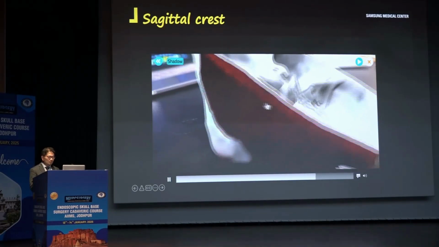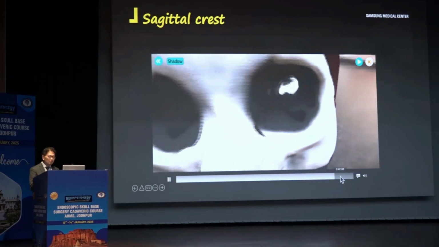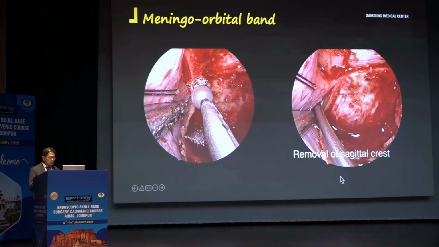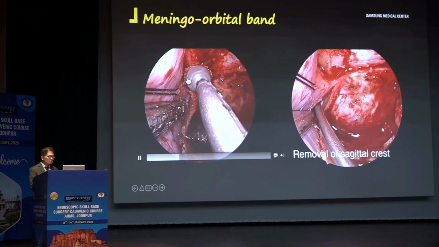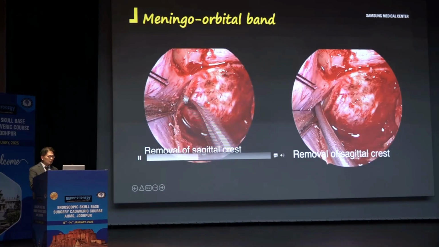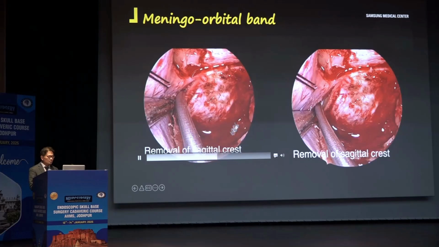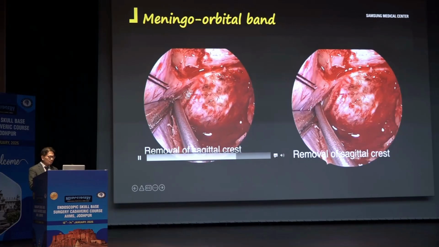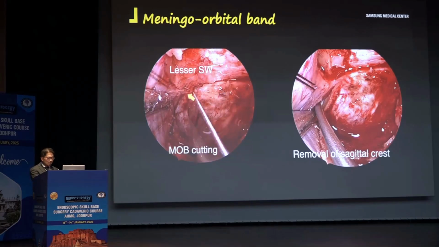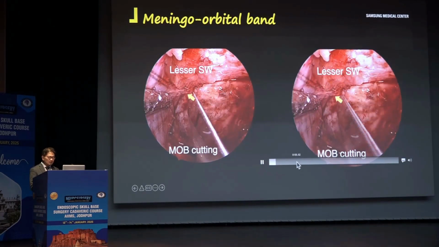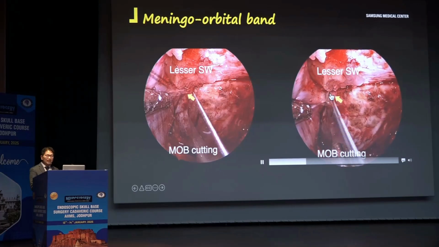This is the maxillary strut. And we have to know the anatomical structures of the orbit. Let's see how to open the meningoorbital band. This is the sagittal crest. Here, after drilling the greater sphenoidal wing, this is the removal of the sagittal crest. We have to remove the sagittal crest completely. Then, after removal of the sagittal crest, this is the meningoorbital band.